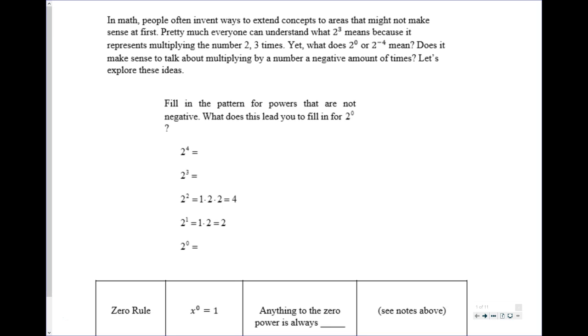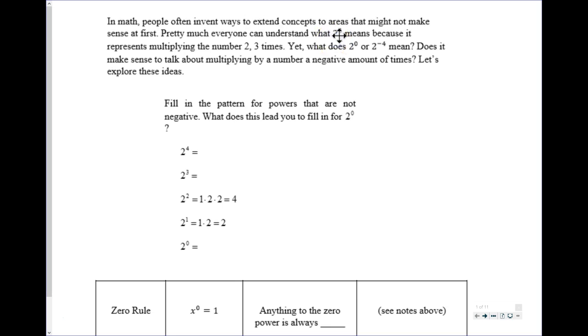Pretty much everyone can understand what 2 to the 3rd power means, right? And we talked about this. 2 to the 3rd power represents multiplying the number 2 three times. So 2 times 2 times 2. Yet, what does 2 to the 0 or 2 to the negative 4 mean? Does it make sense to talk about multiplying by a number a negative amount? Like, can we do 2 times negative? What does that even mean, right? It's really hard to imagine what that looks like. So let's do a little exploration of these two ideas, okay?